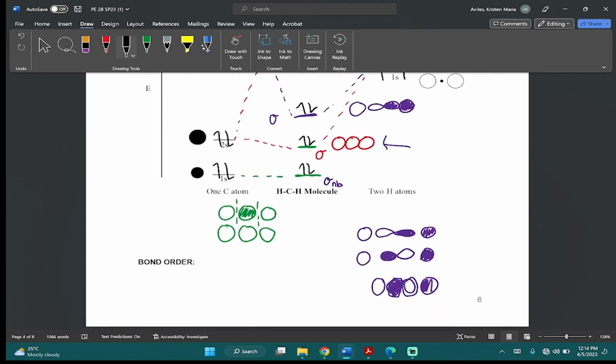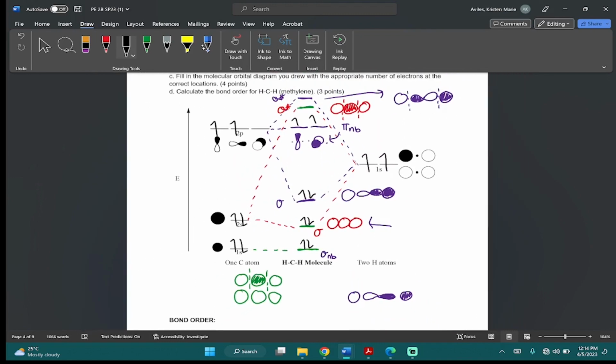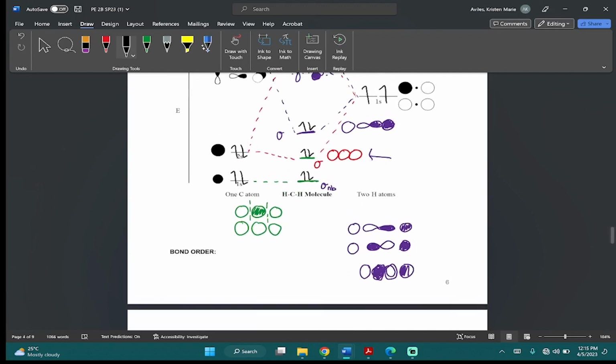And the last part of it asked us for the bond order. So before we do anything, what do we know about methylene? What should the bond order be? Methylene is a double bonded carbon. So this tells us that whatever our bond order should be, we should get 2. If we're not getting 2, we've probably done something wrong.